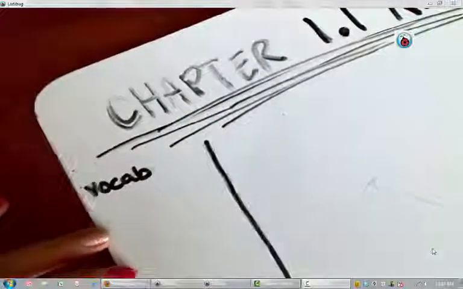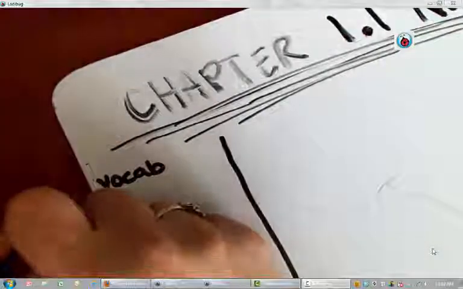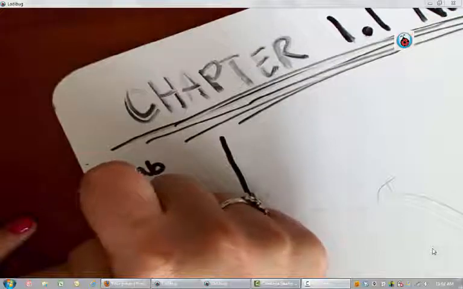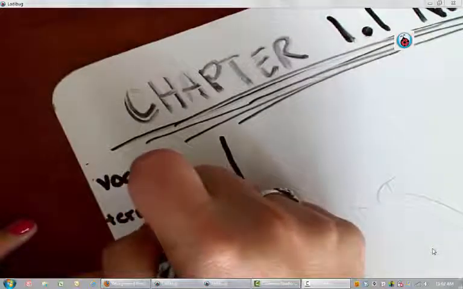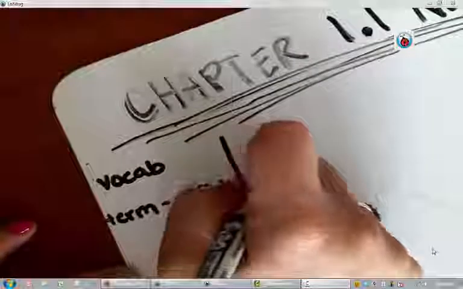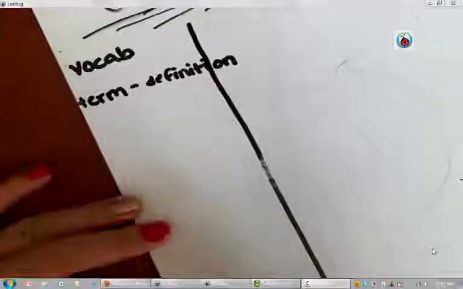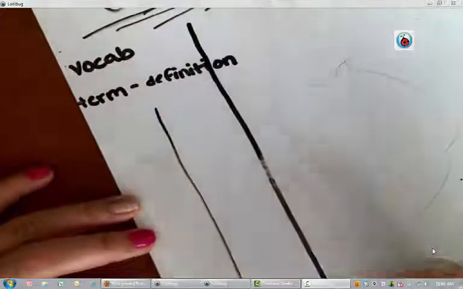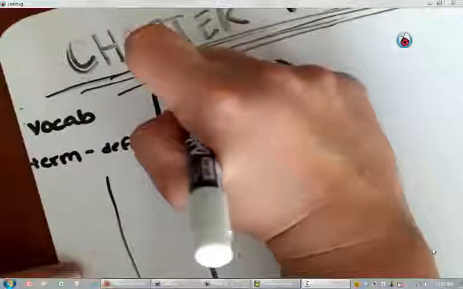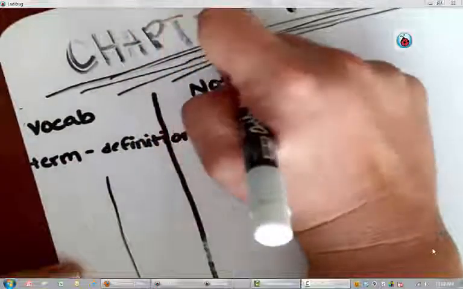On that one side, the smaller side where it's 1/3 of the page, we're going to title that side vocab. On this side, we're going to include any vocab terms along with their definitions. Every time you come across a term, you're going to add it to this left side of the page, and you're going to do that all the way down the page. On the other 2/3 of the page, you're going to go ahead and add your notes.